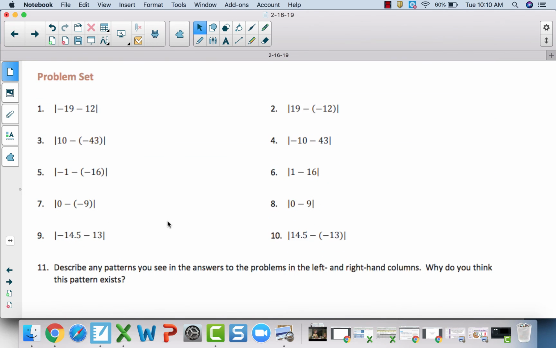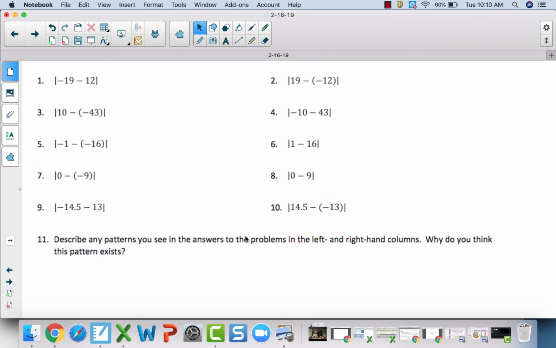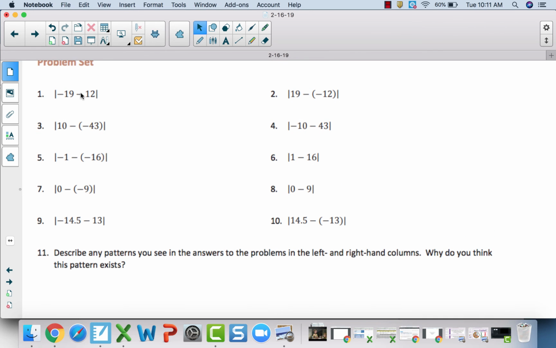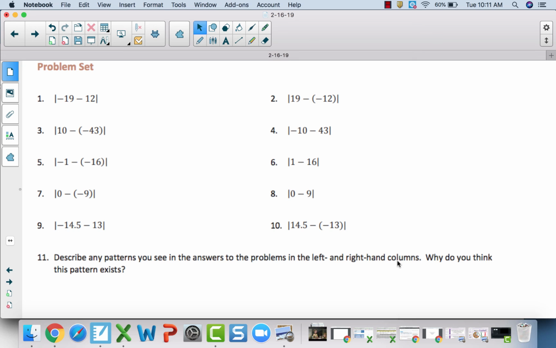So go through, answer these 10 problem set questions. They are very straightforward. And then 11 is going to ask any patterns you see between these 5 problems on the left and these 5 problems on the right. So try to look and see if you find that pattern and then explain why you think that pattern exists. Once you have done that, that will be it for this problem set. And then you'll be able to check your answers before moving on.